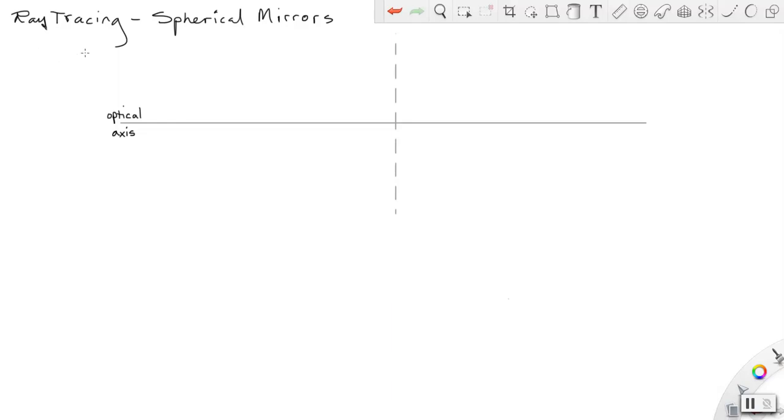Okay, this video is on ray tracing of spherical mirrors, similar to the previous video on ray tracing of lenses. So let's take a look at our three principal rays. Again, we have the parallel to focal ray, we have the center ray, and we have the focal to parallel ray. And so let's set it up, in this case, for a convex mirror.